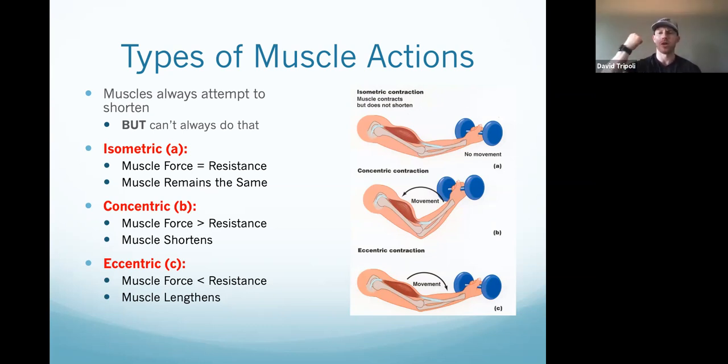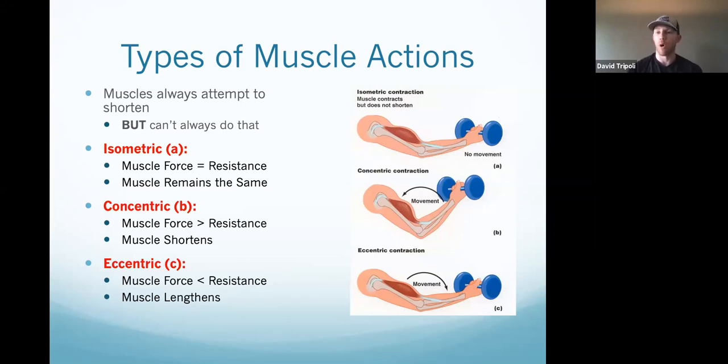But think about it this way: let's say I can't curl 60 pounds, okay, but I can get to 60 here and then I can control it on the way back down as it's lengthening. The lengthening part of that bicep would be an eccentric because the resistance I'm holding, the 60 pounds, is greater than the force my muscle can generate. Okay. And so that's a different type of action that you can do.